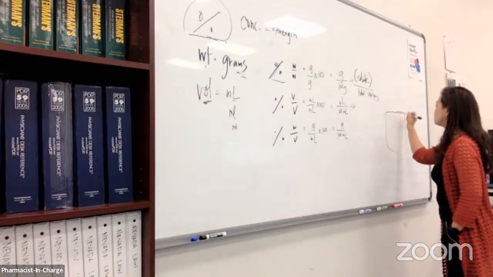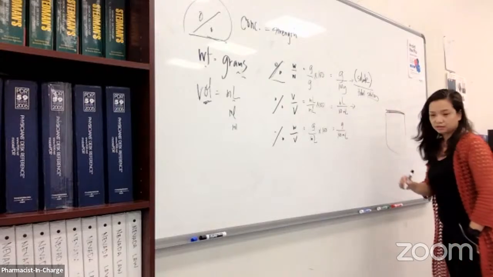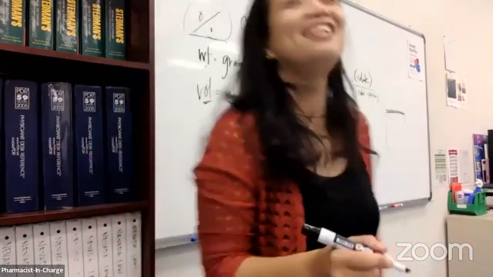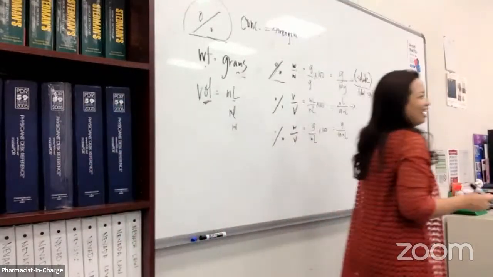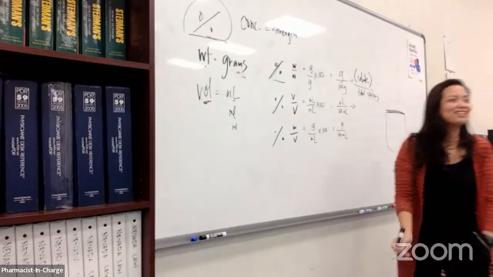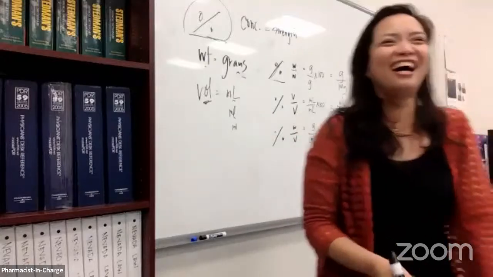Say, for example, this is a vial. I'm not very good at drawing. Probably when God showered talent for drawing, I was sleeping or hungover. But when God showered skills for math, I was wide open, I think.